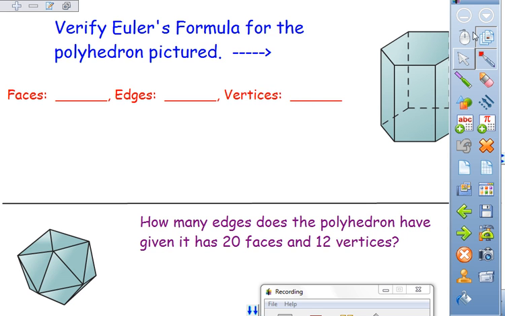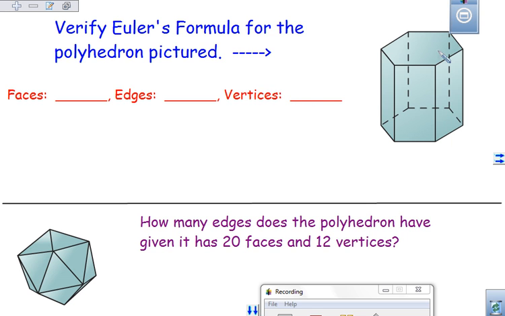Verify Euler's formula for this polyhedron. So let's count them. I see this as a hexagonal prism, because the hexagon happens twice. So that means I have a bottom face, a top face, and then these lateral faces, there would be 6 of them. So 6 plus 2 for 8. The edges, I have 6 edges laterally, 6 edges on the top, 6 edges on the bottom, so 6 times 3 for 18. And then vertices, I have 6 on top, 6 on bottom for 12. You just have to make sure that you don't count anything twice.